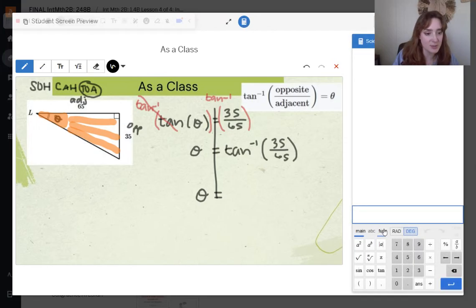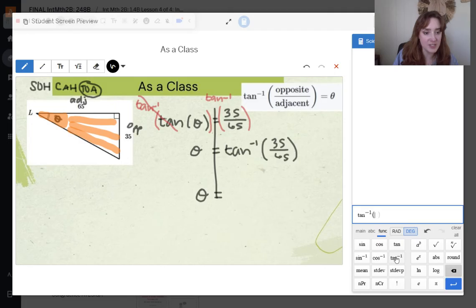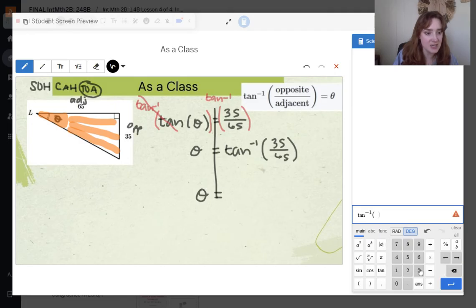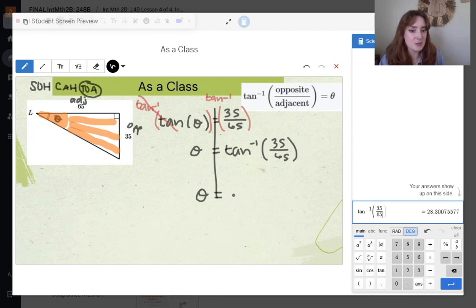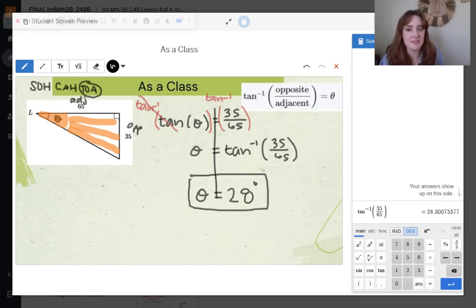Calculator. Let's check. So we're going to go to function, inverse tangent, go back to mean, of 35 divided by 65. We get theta is equal to whole number, 28 degrees. Hooray! If we were in class, I'd have you add this to your notes, but this is a recording, so we will circle back to adding this to our notes. But there we go. That's how we get theta.